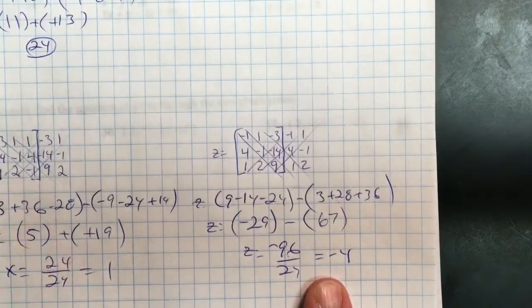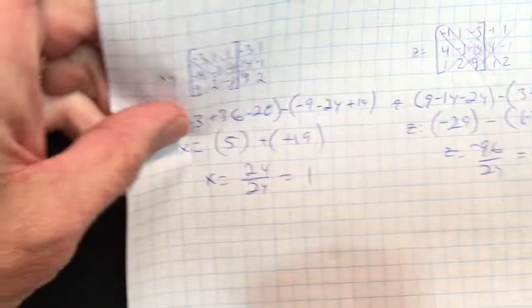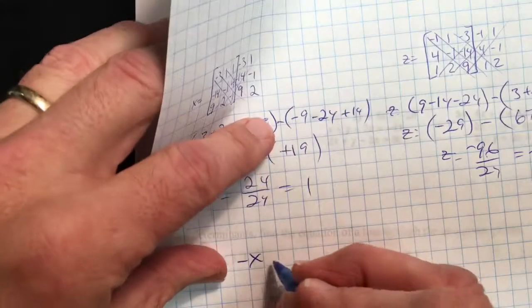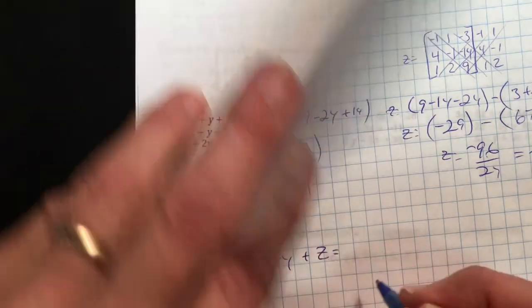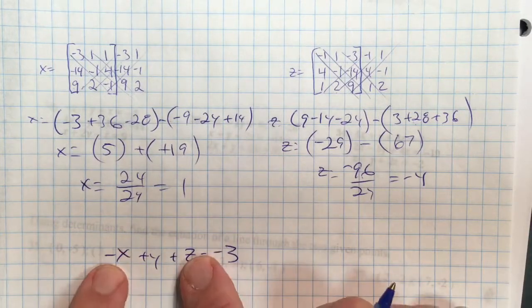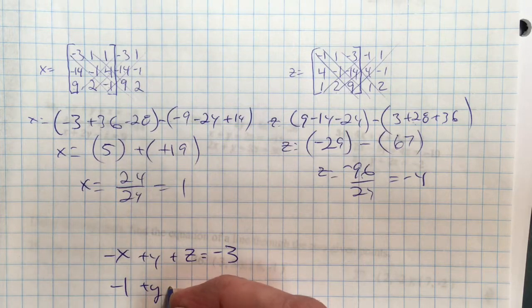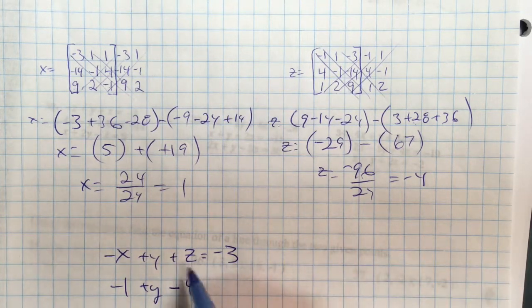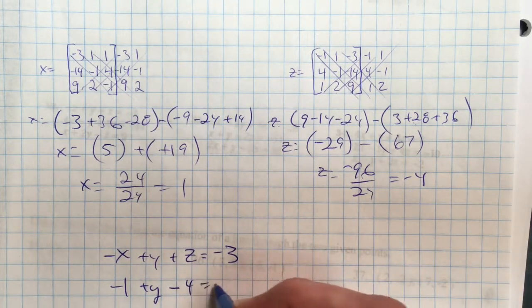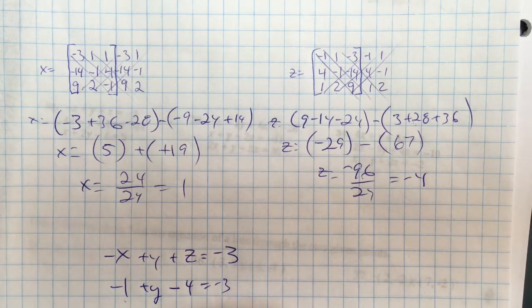I can find y using one of the original equations. Here's my original equation. I'll use the first one. It's negative x plus y plus z equals negative 3. Here's my x value, here's my z value. I'll put them in and solve for y. So it's negative 1 plus y minus 4, because it's just a plus z and z is negative 4, equals negative 3. This becomes a negative 5. So y minus 5 equals negative 3. Add 5, y equals 2.